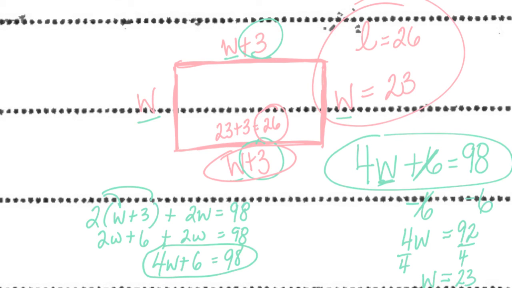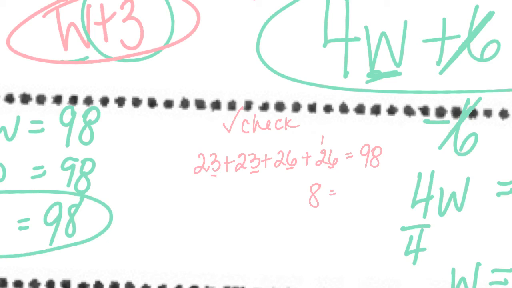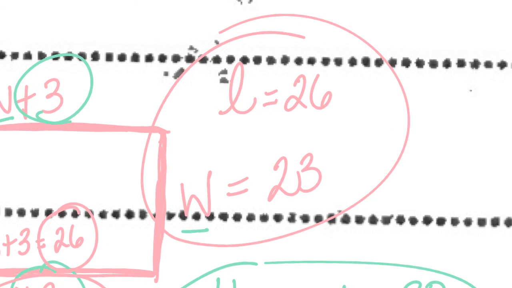Now, remember what we talked about, how you can check everything? We can check. If I have 23 plus 23 plus 26 plus 26, do I get 98? Because that's the perimeter of this rectangle here. Well, 6 plus 6 is 12, 15, 18. It looks like 2, 4, 6, 8, 9. It looks like it does check through. But remember to answer the question: length and width.